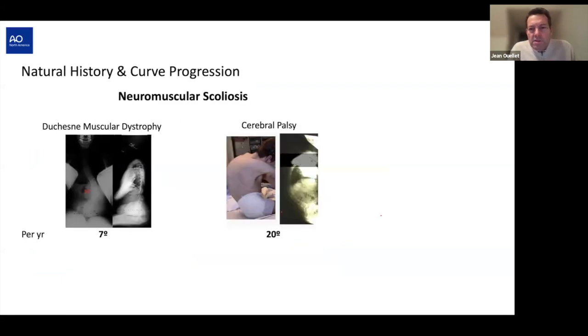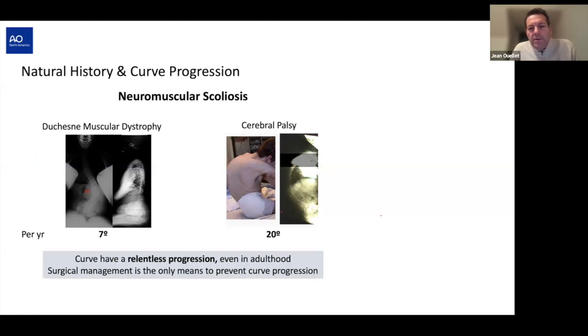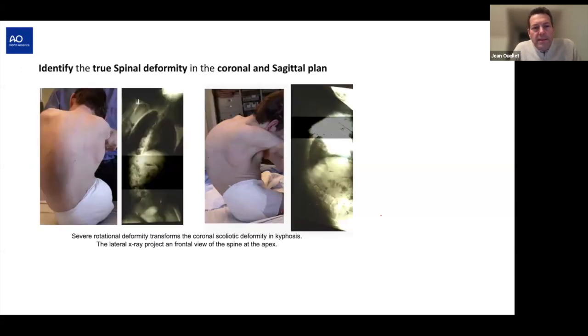Your neuromuscular scoliosis are the ones that progress the most. These are the hypotonic curves, like Duchenne muscular dystrophies, that can progress 6 degrees a year, compared to your cerebral palsy spastic type of curve, which can progress 20 degrees a year.